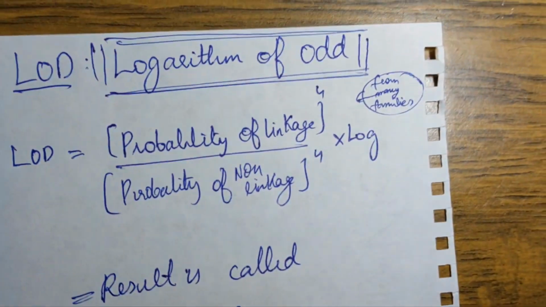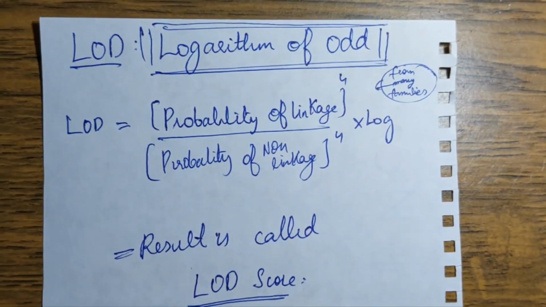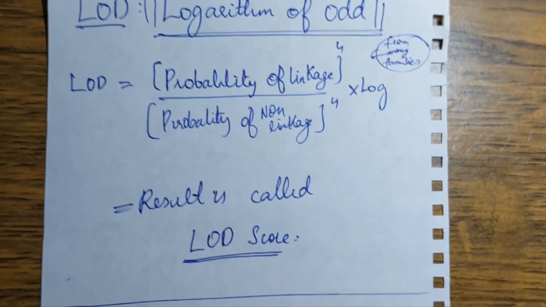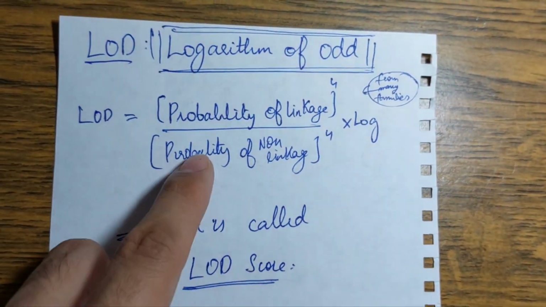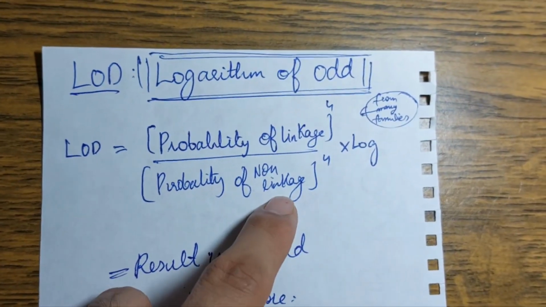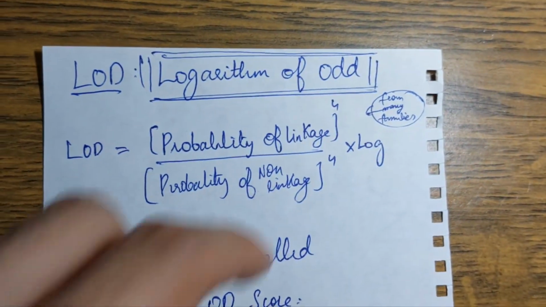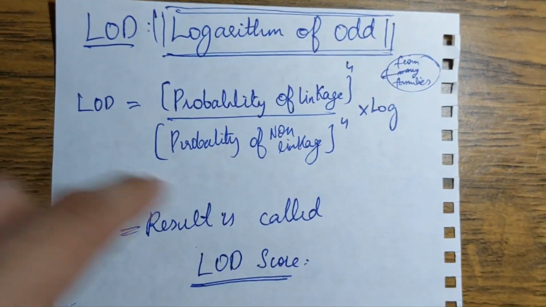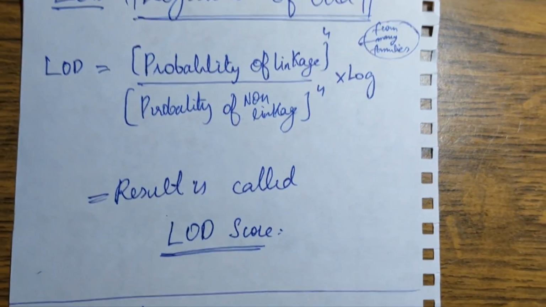Now we are going to discuss the concept of logarithm of odds, or LOD. The formula of LOD is probability of linkage to the power of 4 divided by probability of non-linkage to the power of 4, into log. These results are collected from many families, and the result of this equation is called the LOD score.